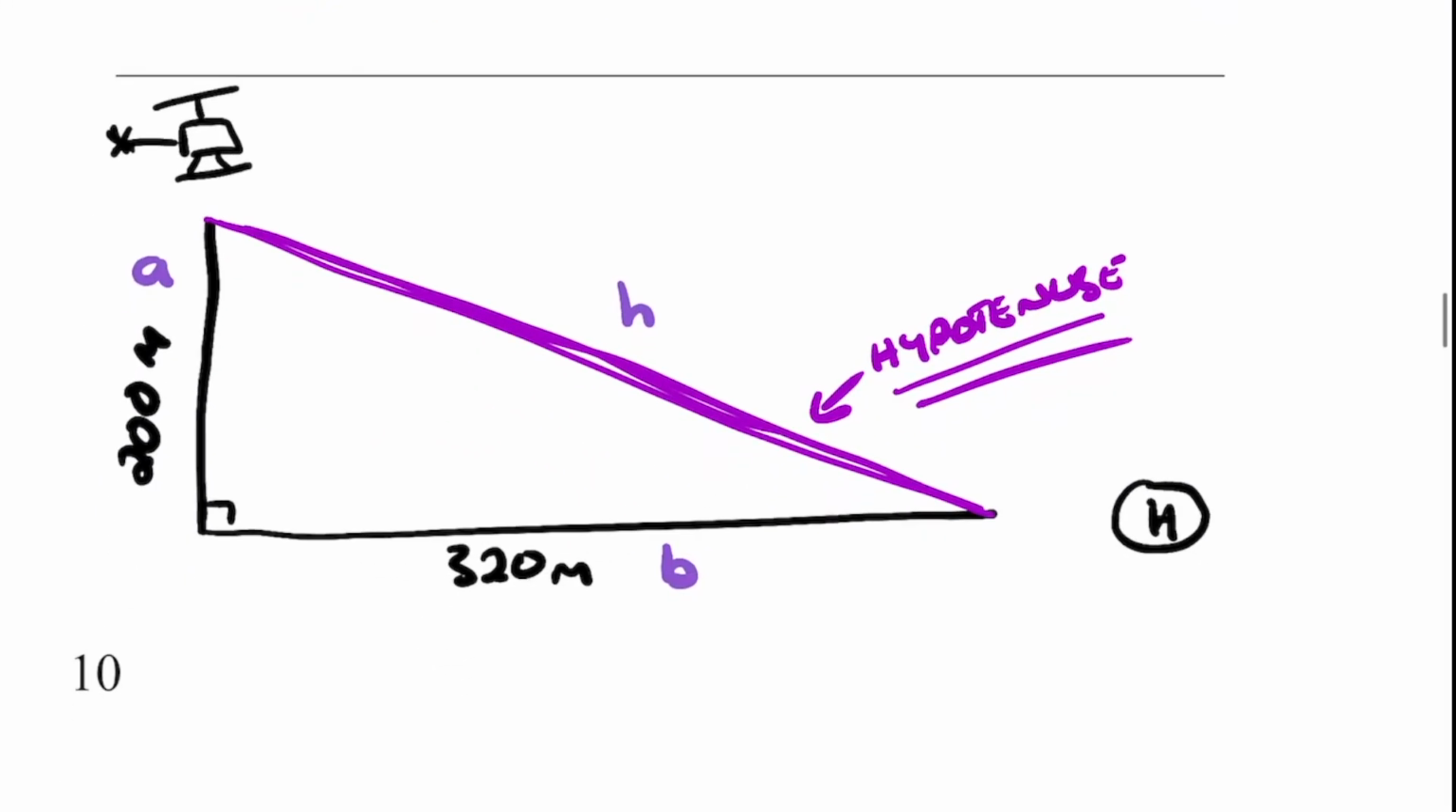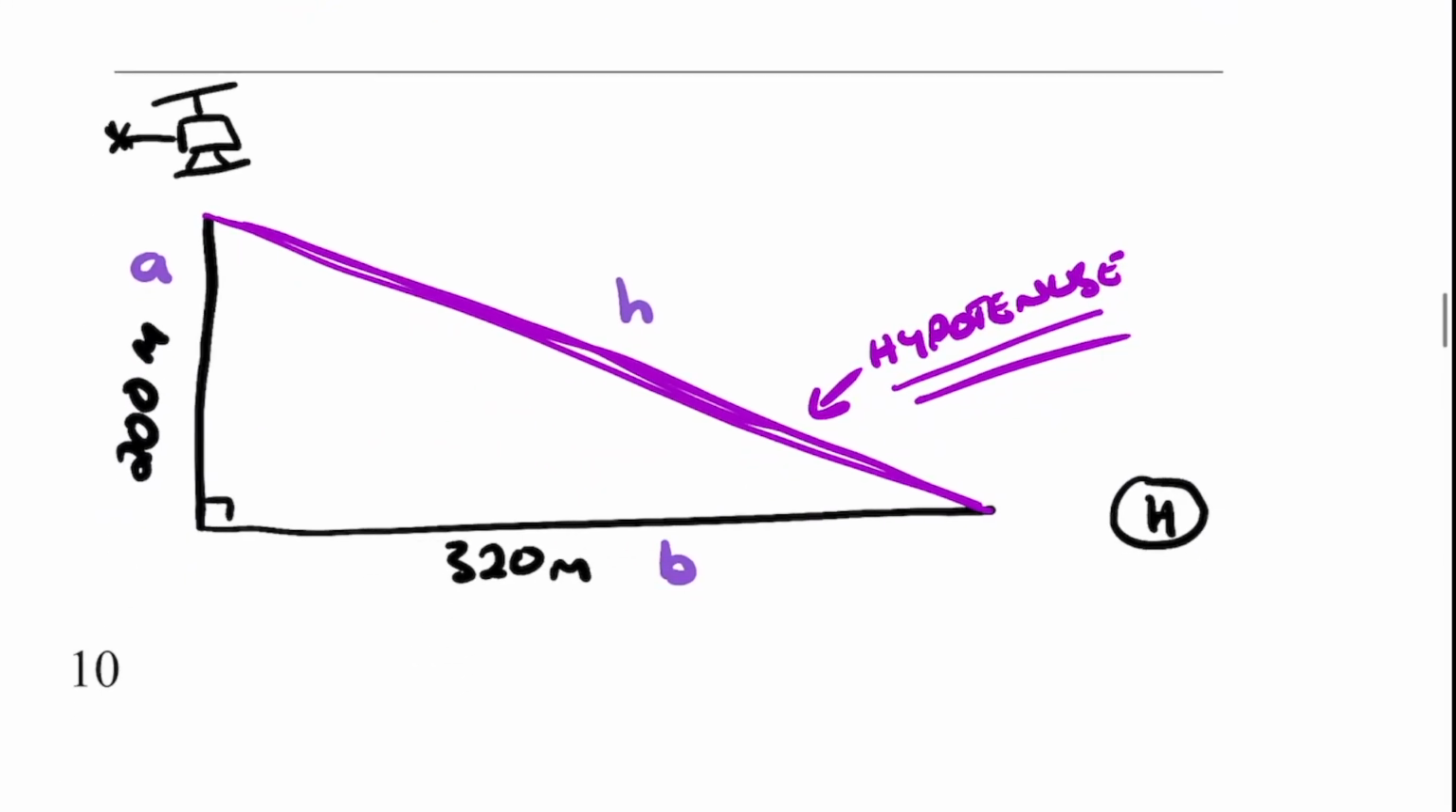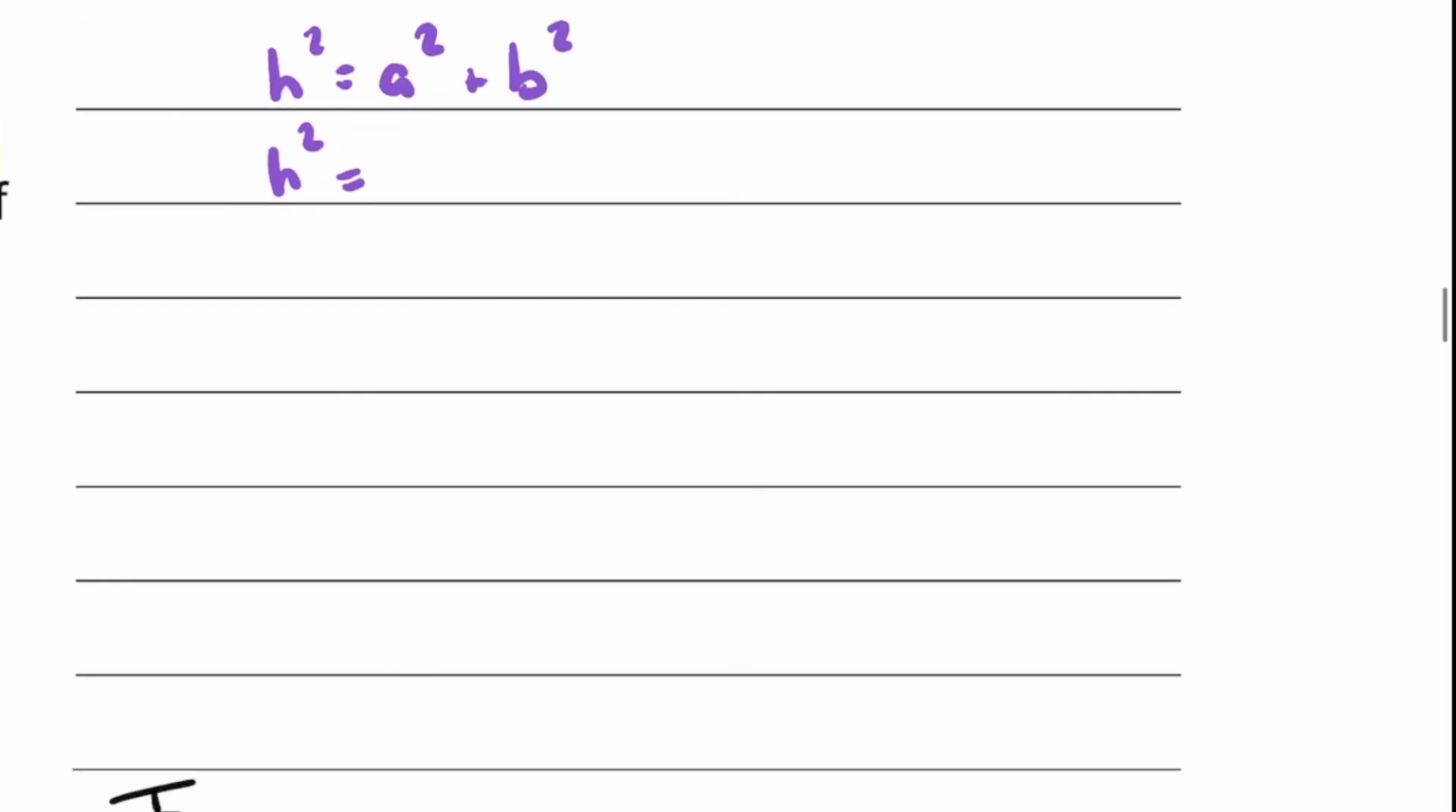So let's start with our formula. Our formula is H squared equals A squared plus B squared. H squared is the one that we're looking for, and we've said A is 200 and B is 320. So that's what we're going to pop in.